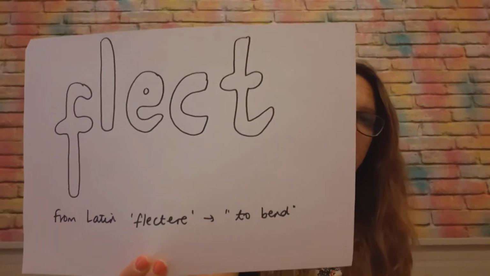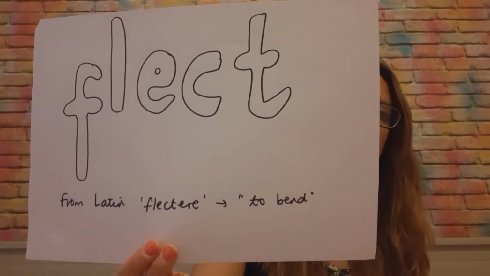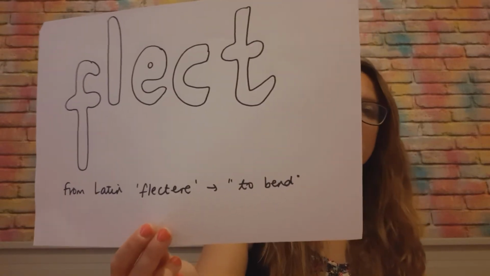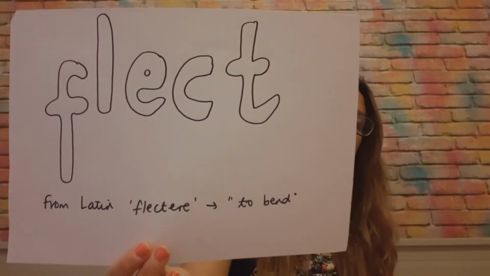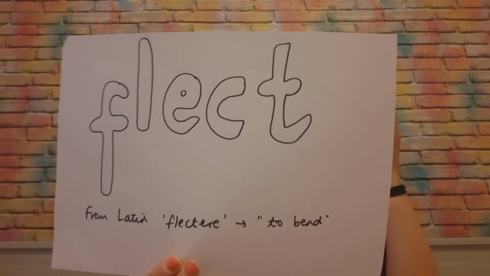I have got a fabulous sciencey themed root word for you today, and it is a bound morpheme. It is flect. Okay, so you can see we've got their flect. It's from the Latin flectere, meaning to bend. Okay, so we're going to be looking at all these words which contain the root morpheme flect.